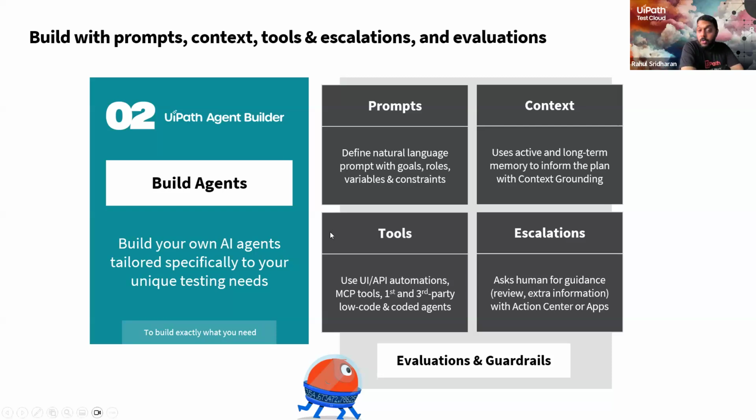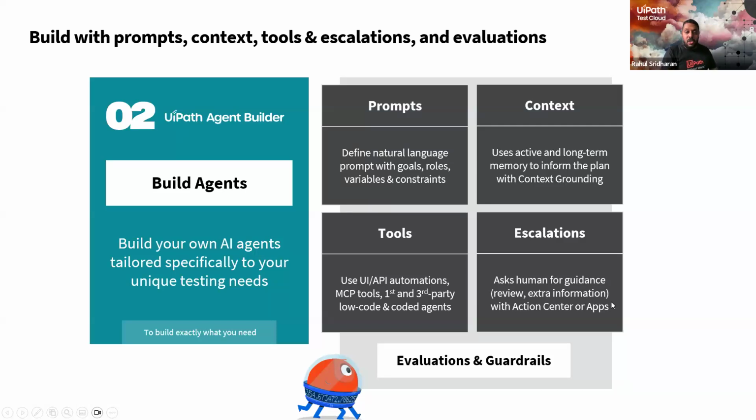And the third thing is tools. Tools are basically nothing but the automations that you build and provide to the agents, because agents by themselves can think but cannot act. For them to be able to do something, you have to give them tools. So any activity that you have within UiPath, any automation that you build within UiPath, all of this can be provided as tools to this agent. That's what we mean by tools.